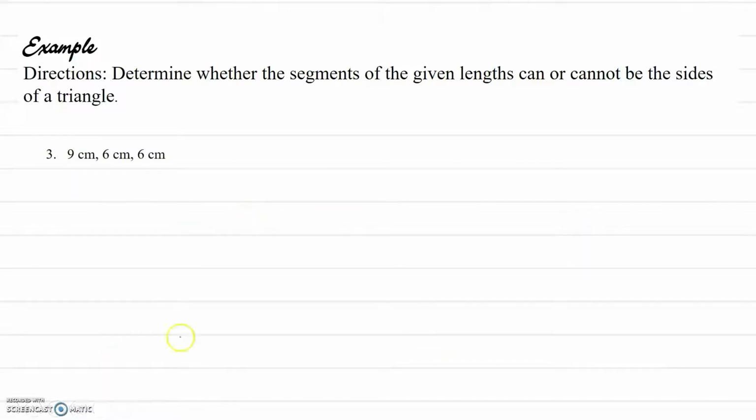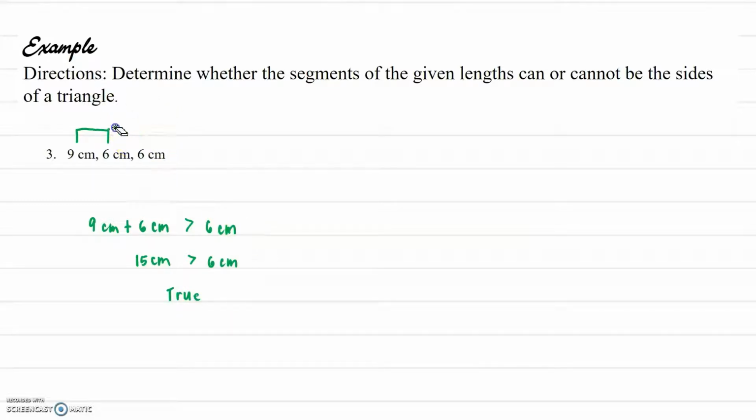Next, let's have the third example. 9 centimeters, 6 centimeters, and 6 centimeters. So first, let's have this one. 9 and 6. So we have 9 centimeters plus 6 centimeters is greater than the remaining, which is 6 centimeters. Now 9 plus 6 is 15 centimeters. That's greater than 6 centimeters. So here our statement is true.